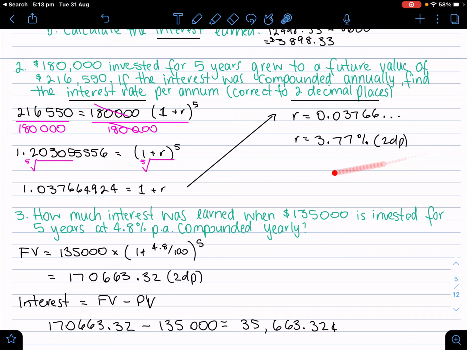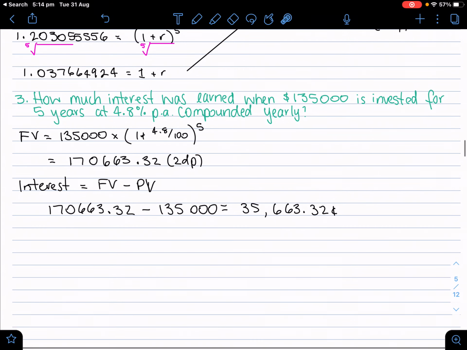So you can always use any formula and rearrange it and find an unknown. In this case, we found R when everything else was given. Let's go on to the last example. Now the last example says how much interest was earned. Okay, so they want to know interest, and that's important. I always underline what the question is asking me to find out so that when I go to check my answers, I can make sure I've done what they've asked me.